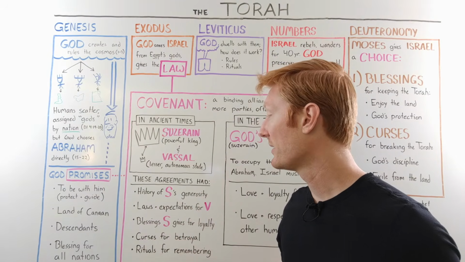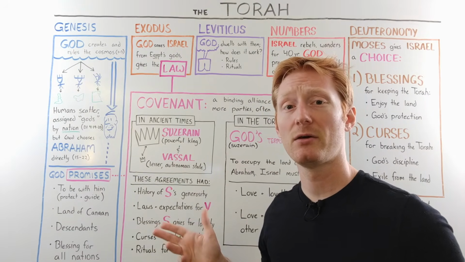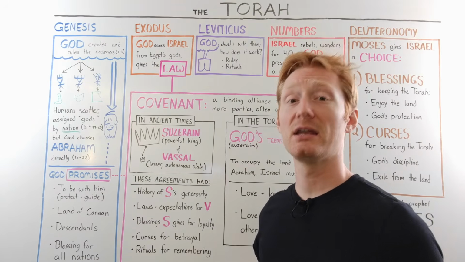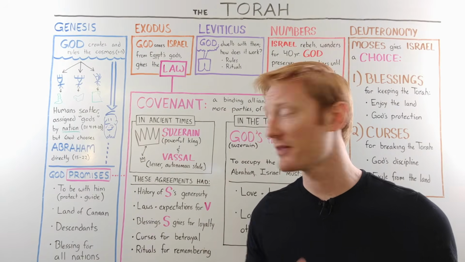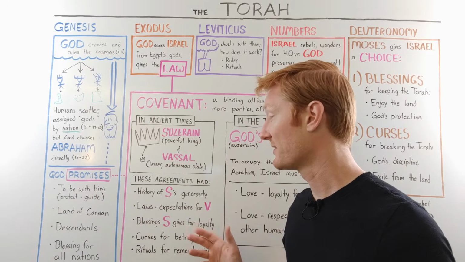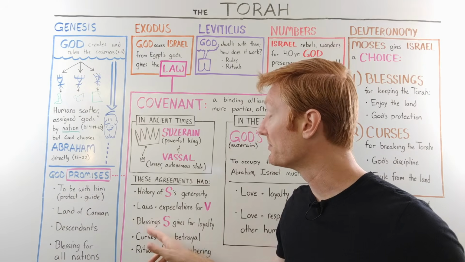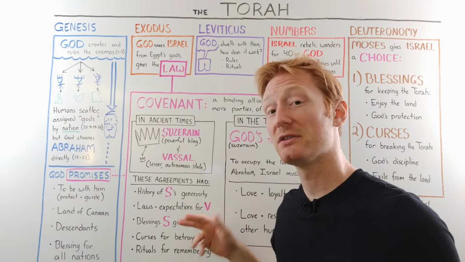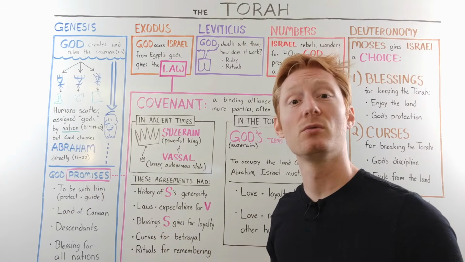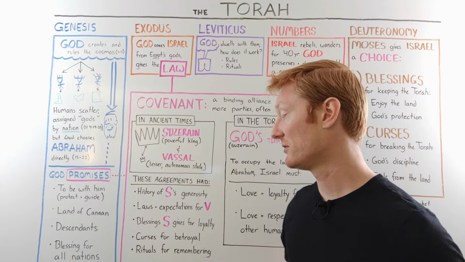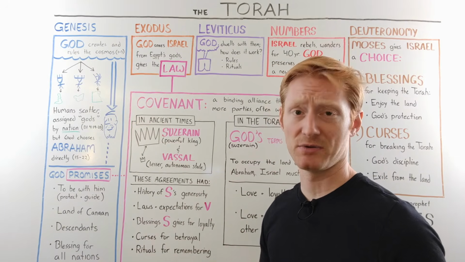Now, these old agreements had a lot of things in common, and some things that we find in the rest of the Torah. We have a history of the suzerain's generosity. Oftentimes, the mighty king would write about how he had freed the smaller kingdom from some other mighty king or some other suzerain. We had laws and expectations for the vassal. If you're going to be part of the suzerain's empire, then you need to play by their rules. There would be blessings that the suzerain would give to loyal vassals, but there would also be curses that the vassals would incur if they were to break those laws. And then there were some rituals for remembering this relationship and keeping it on people's minds.